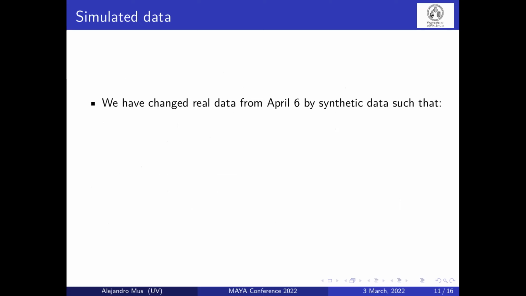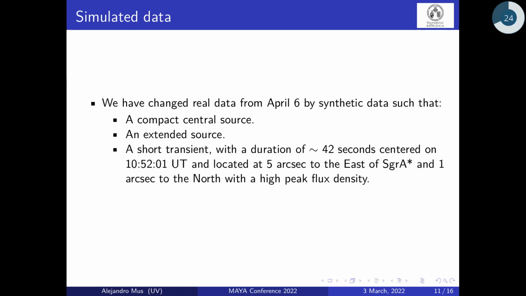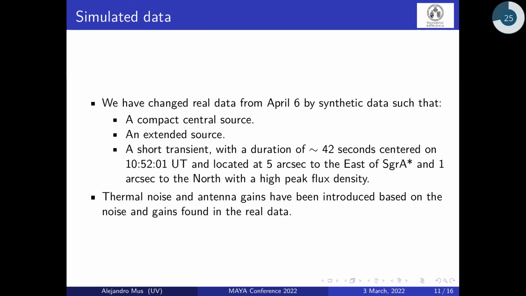Then when we had this clear, we went to synthetic data. We took one day, removed all the real data that was there, and included a compact central source, an extended source, and a short transient, a little bit offset. So we had control of this data, and we wanted to verify if this novel self-calibration and this strategy for finding transients was working. Thermal noise and antenna gains were equal to the real observation, so we imitated the real observation.